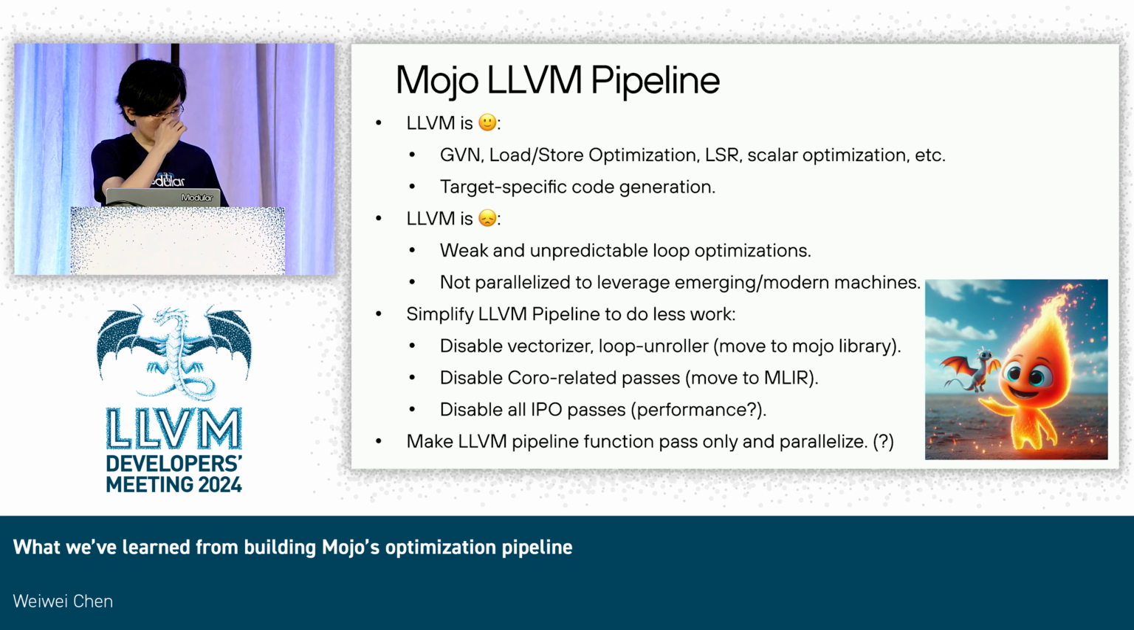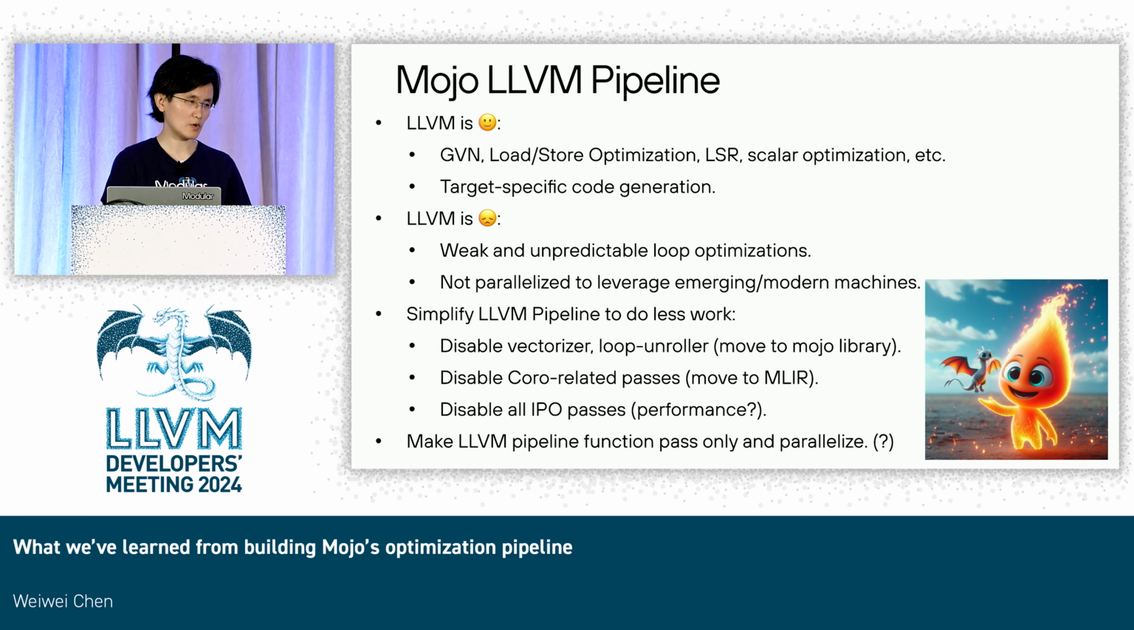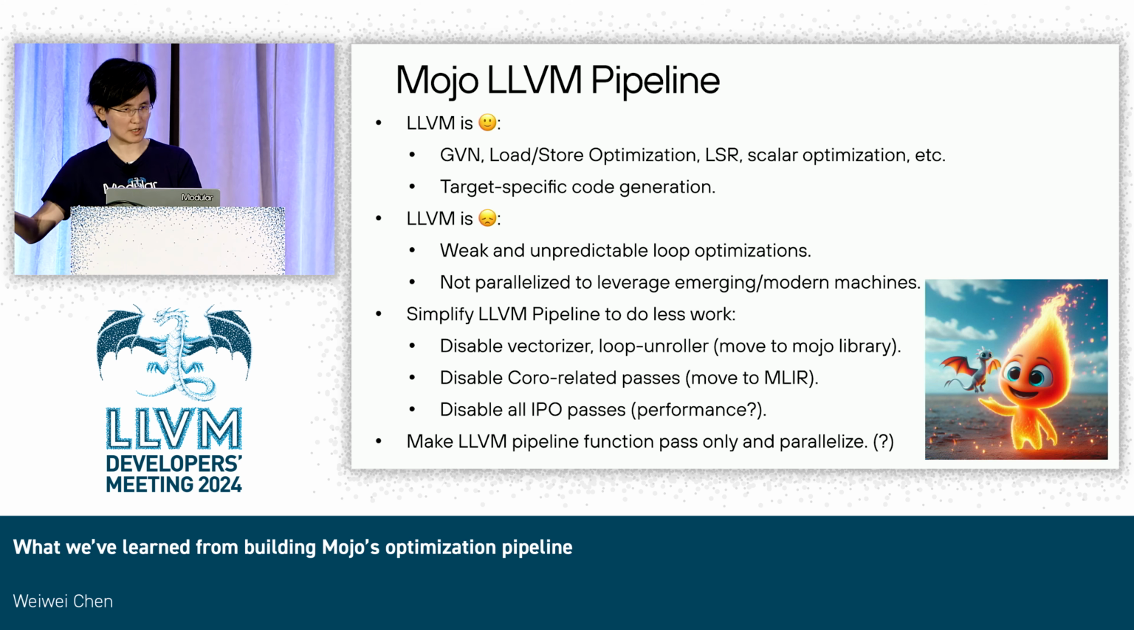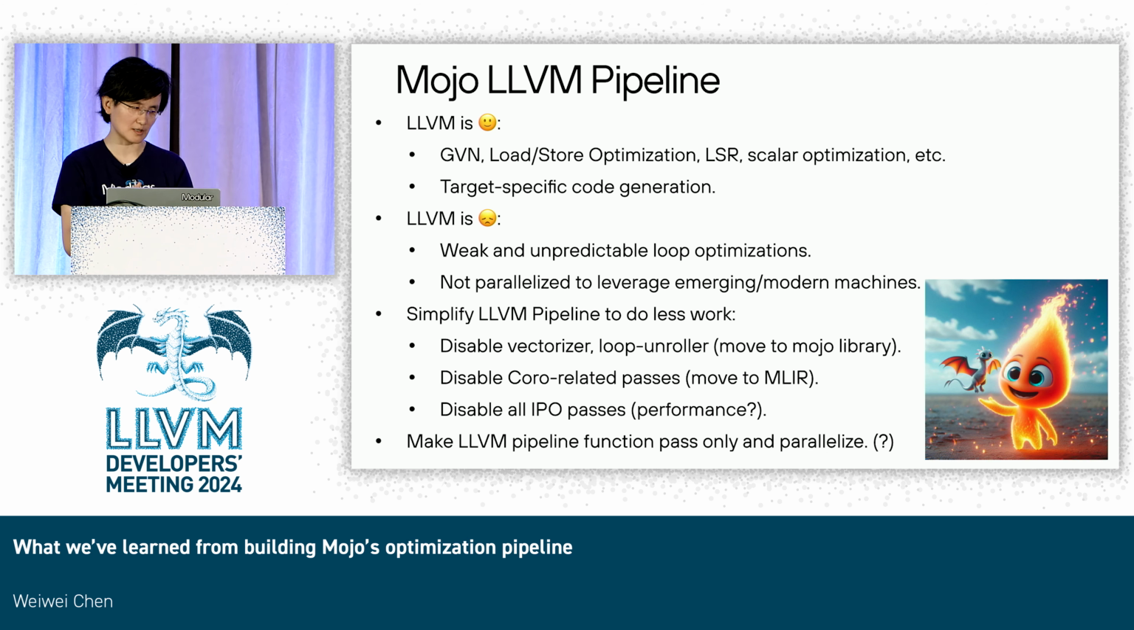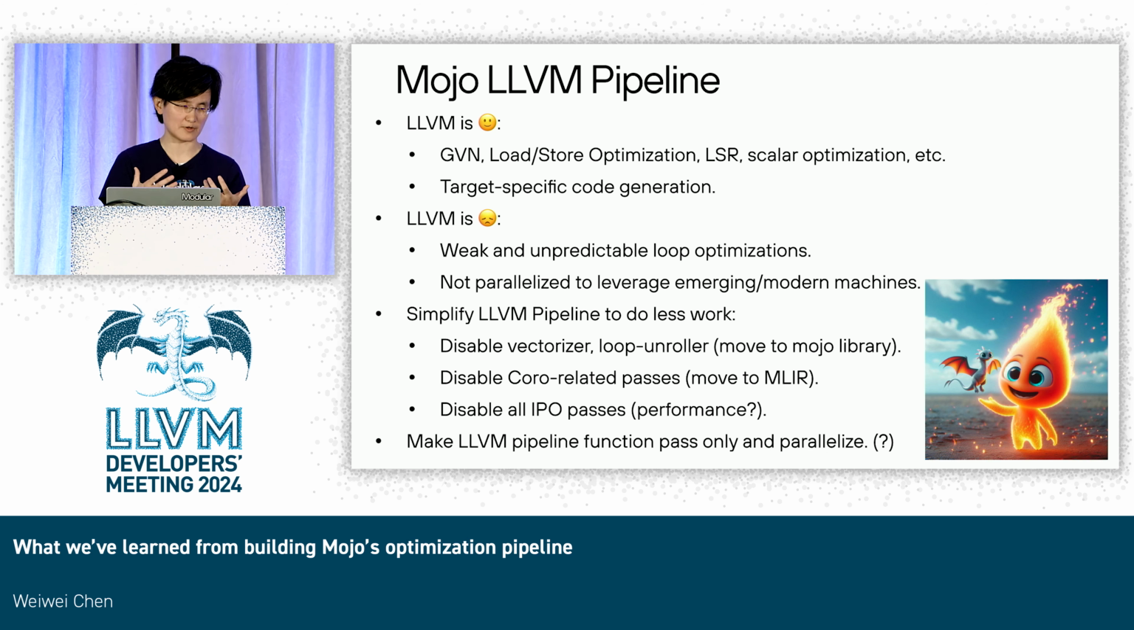Now let's take a look at the LLVM pipeline. We have the MLIR part, but we don't want to re-implement everything in MLIR. We still want to use the powerful parts of the LLVM pipeline. LLVM is very good with things like scalar optimizations and load-store optimizations, and it is very good with target-specific code generation.